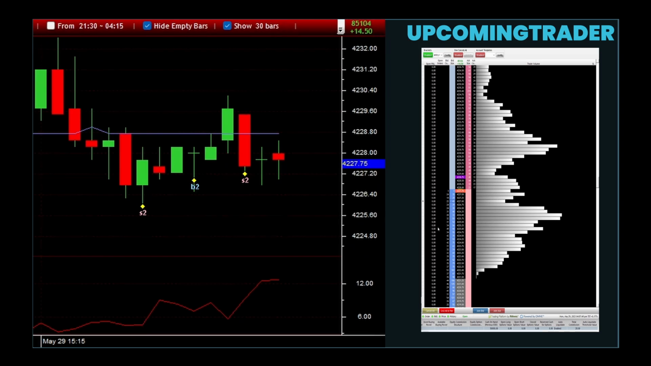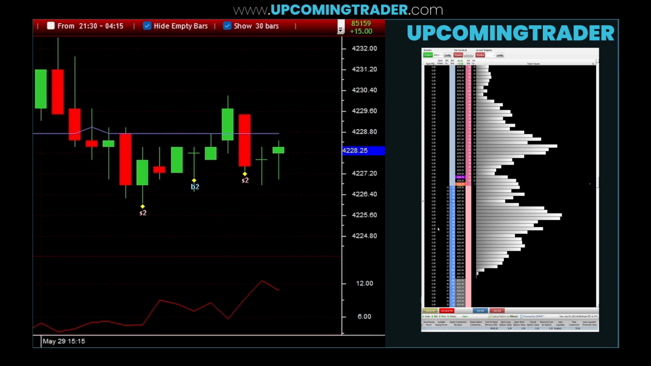This suggests that buyers and sellers are in agreement, and the market is likely to move sideways within a predictable range. When you see this pattern, you can anticipate that price movements will remain contained within the high and low of the value area until new information comes to drive the market in one direction or the other.